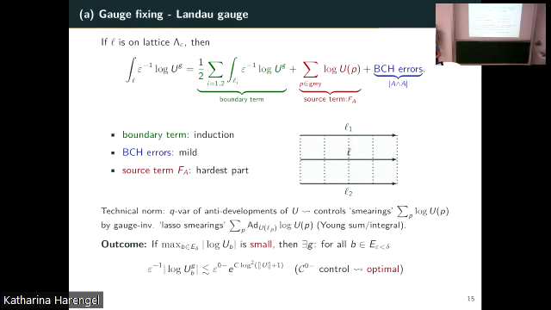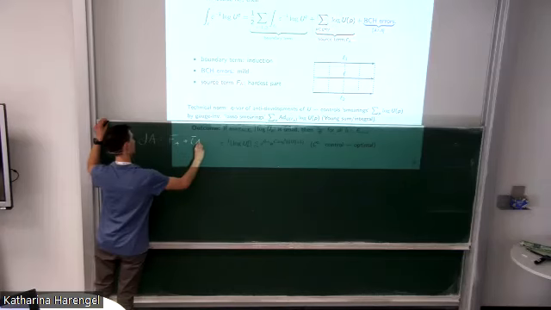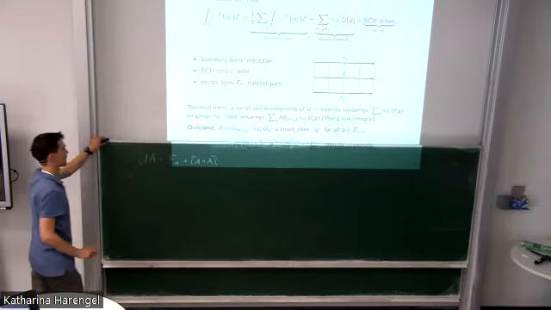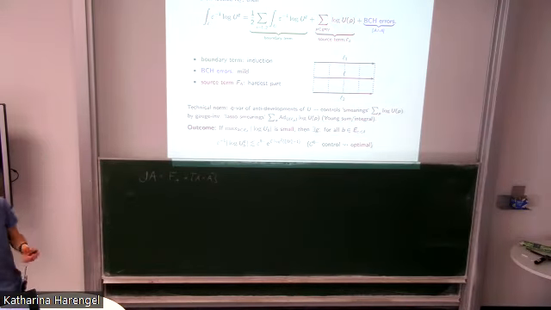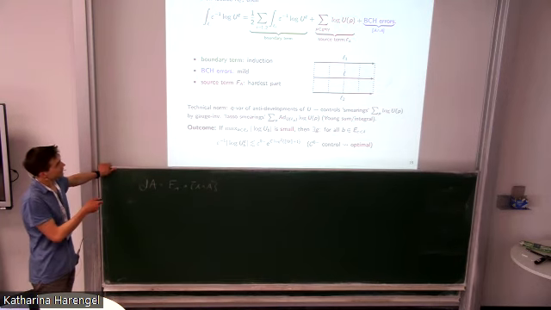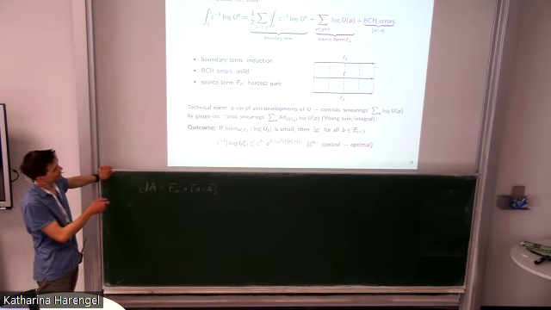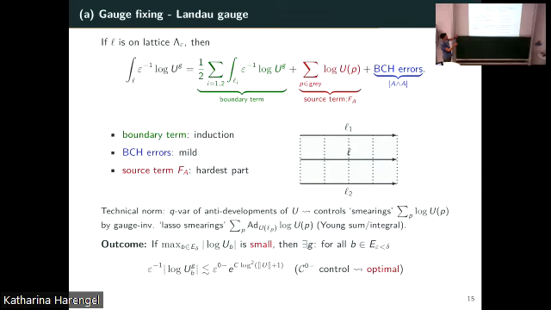So this is the boundary term. To remind you, the PDE that we're trying to replicate is dA equals F of A plus A wedge A. So this is the boundary contribution. Then this curvature F of A is essentially a source term, and it takes the form of a sum over logarithms of holonomies along these plaquettes in this gray area. And then there are basically Baker-Campbell-Hausdorff contributions that come from this A wedge A. So these are three terms that you need to handle in these expressions.